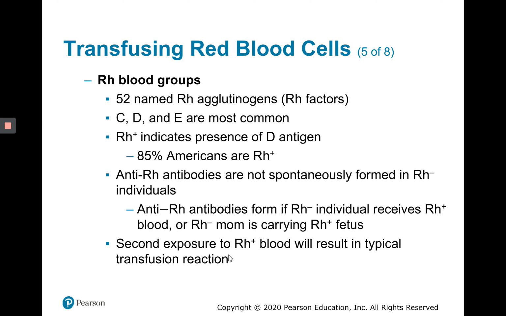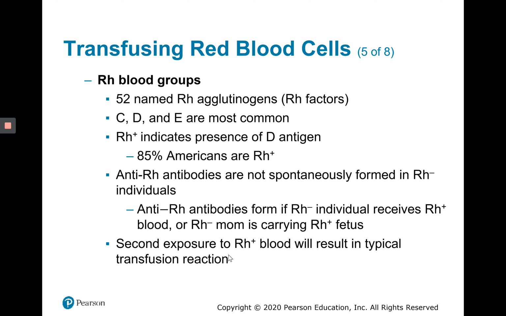Rh positive indicates that someone has another surface marker on their red blood cell. That means they have the D antigen. So if you're A positive, you have an A surface marker and an Rh or D surface marker. If, say, you're A negative, you have an A surface marker on your red blood cell, but you do not have an Rh, or what we're calling a D antigen, on the surface of your red blood cell.